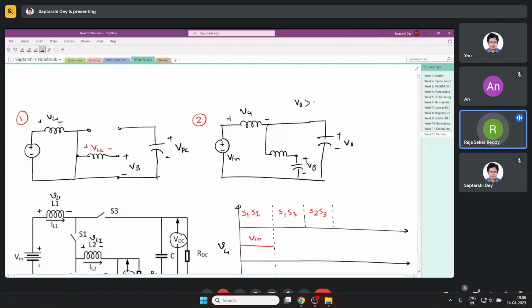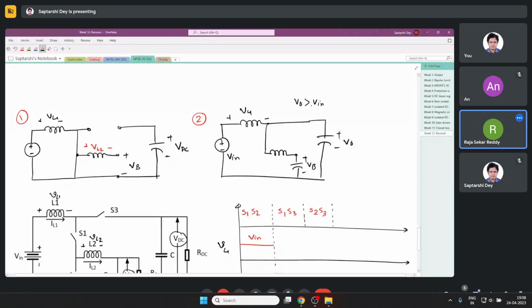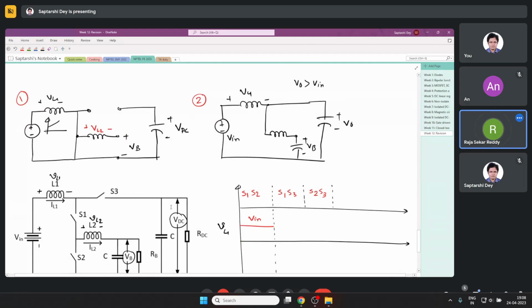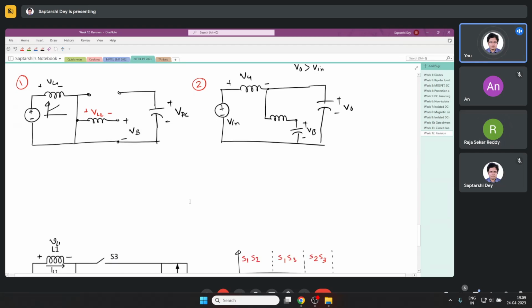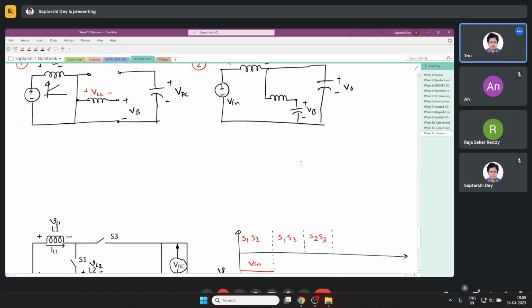But this IL1 is not discharging now. In a boost converter, what happens? During this time, it discharges. But here, since S1, S3 are on at the next cycle, VL1 I think doesn't have the path to the output. Okay, let us do one thing. Let us not draw the waveform right now. Let us just keep a note.